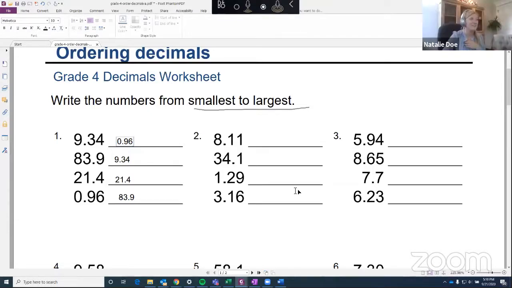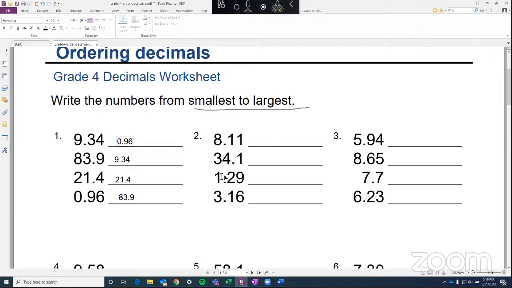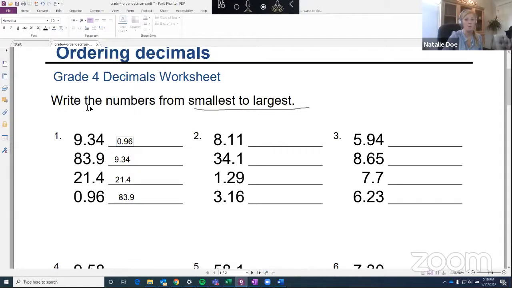All right, let's go ahead and do another one of these. So let's do this one next, right next to it. So again, we're going to write the numbers from smallest to largest. So we have 8.11, we have 34.1, we have 1.29, we have 3.16. So just like we did over here, let's start looking at the ones in the tens place and try and use that to help us put these in order.